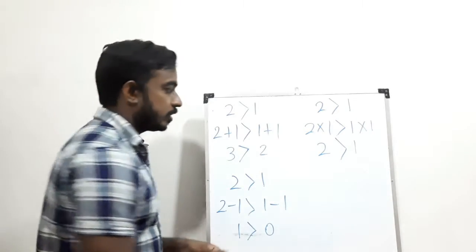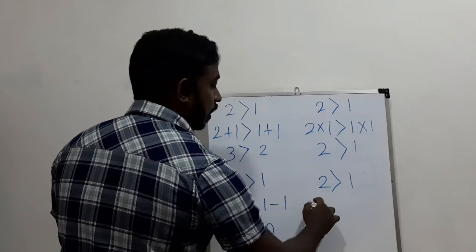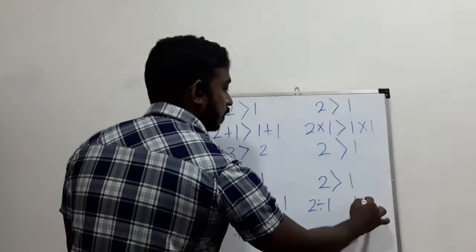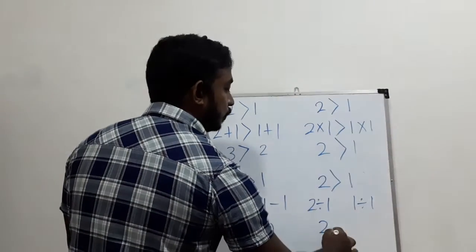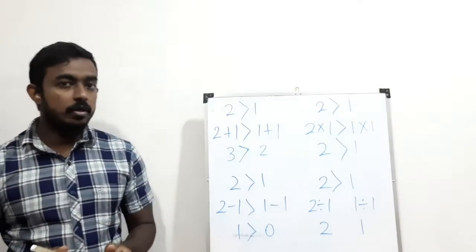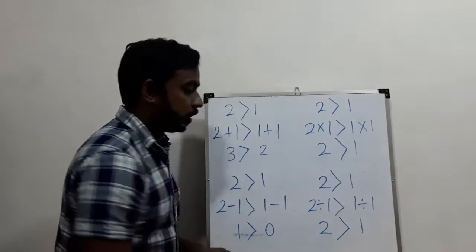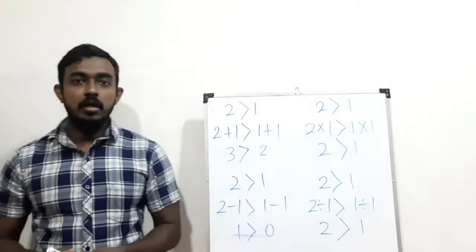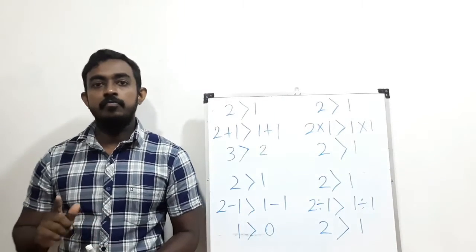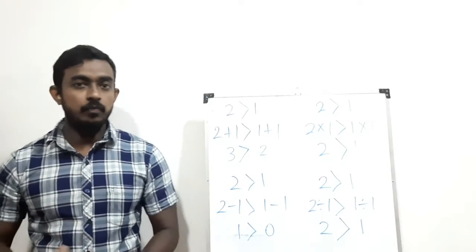Okay, let us see the division then. 2 is greater than 1. I am going to divide both sides by positive 1. Then it will be 2 and 1. So does the inequality mark change? No. So therefore we can come to the conclusion now. The inequality mark does not change when we do any mathematical operation using a positive integer.